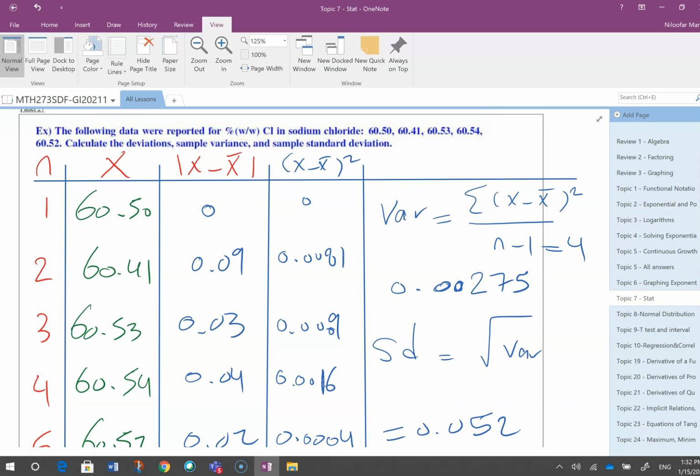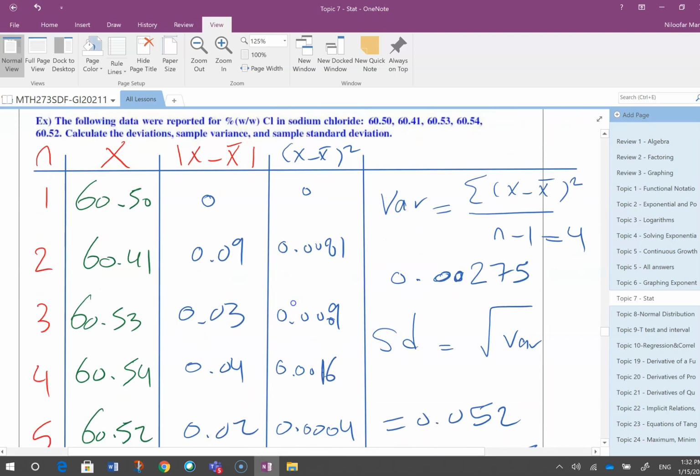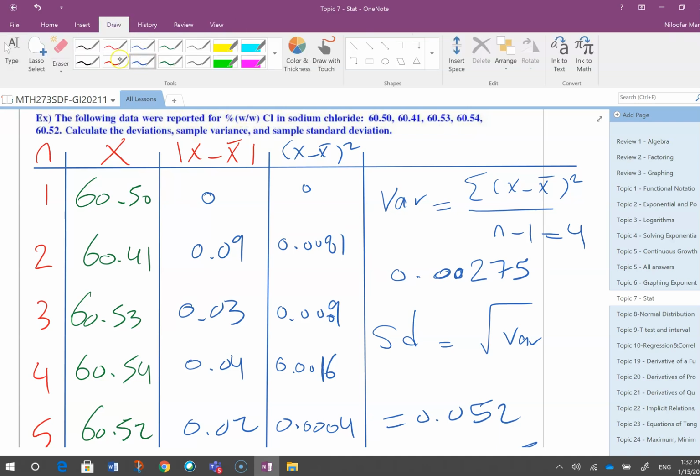Okay, see, I have 5 data. I find x bar. What is x bar? X bar is you add them all and divide by 5. Okay, so I have it here. This is x bar. Then I find x minus x bar. So this is xi, this is xi minus x bar, and this is xi minus x bar squared.